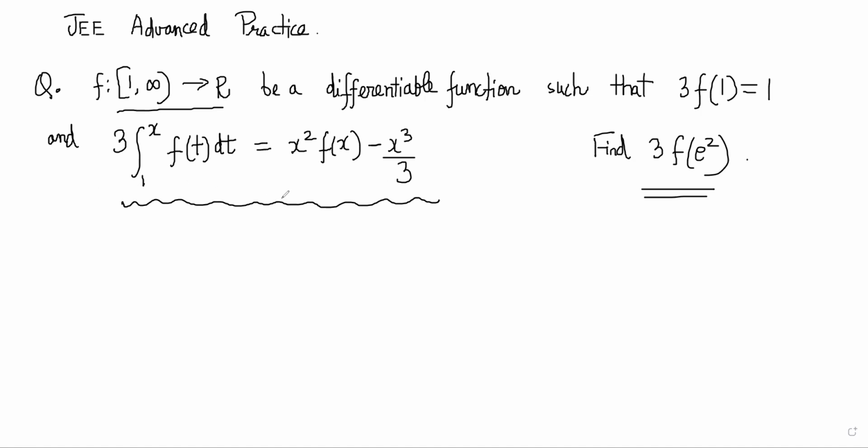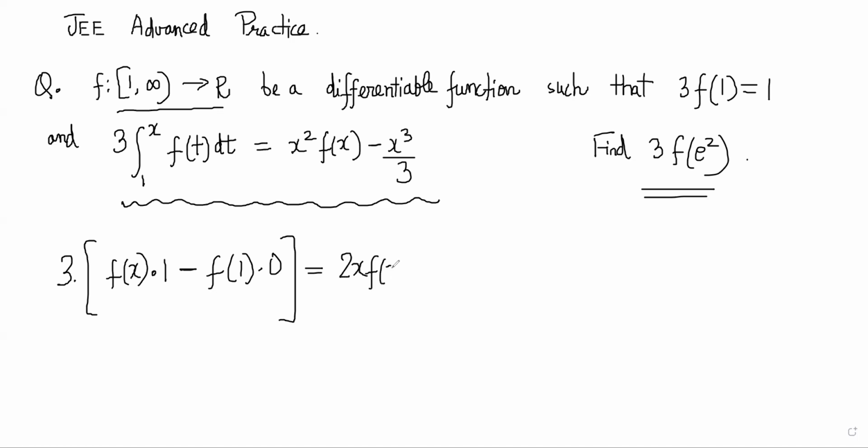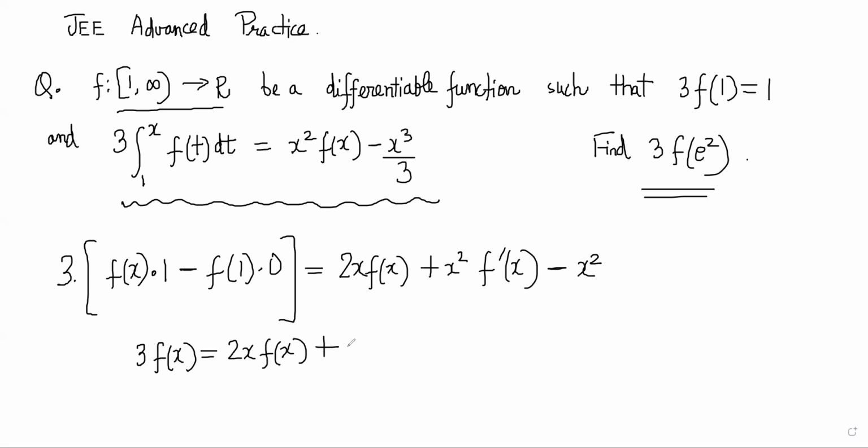So differentiating both sides of this expression with respect to x, what we'll get is 3 times f of x times derivative of x minus f of 1 times derivative of 1, which is 0. So that is equal to the right hand side derivative, which is 2x f of x plus x square f dash x minus 3 times x square by 3. So that is x square. So this becomes basically 3 f of x is equal to 2x f of x plus x square f dash x minus x square, right?